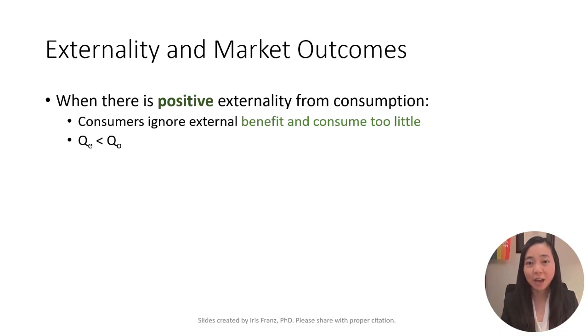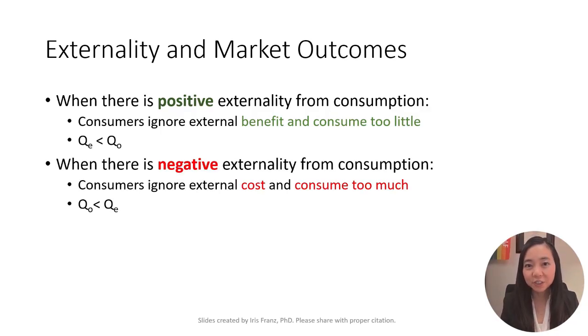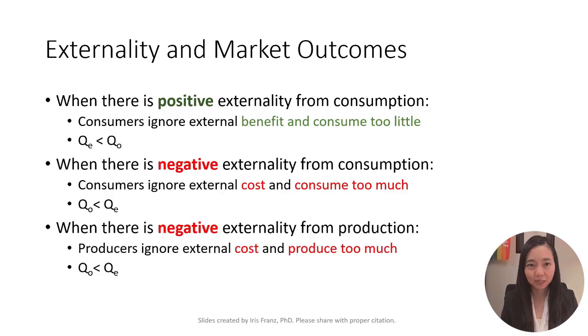This slide summarizes how externalities affect market outcomes. With a positive externality from consumption, consumers ignore external benefits and consume too little, so QE is less than QO. With a negative externality from consumption, consumers ignore external costs and consume too much, so QO is less than QE. With a negative externality from production, producers ignore external costs and produce too much, and therefore QO is less than QE. The key idea is that positive externalities lead to too little output, while negative externalities lead to too much.